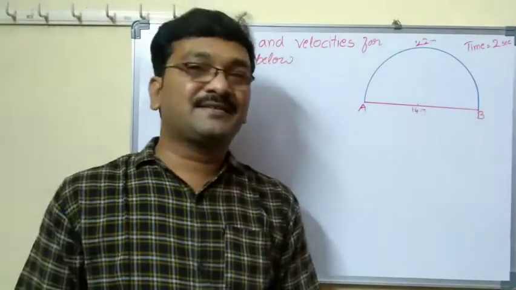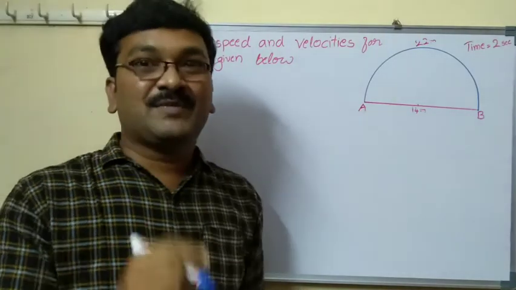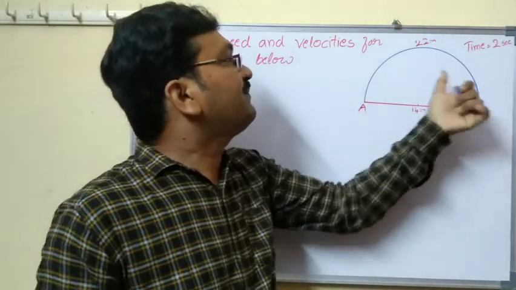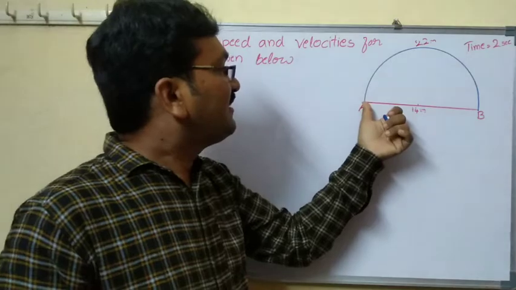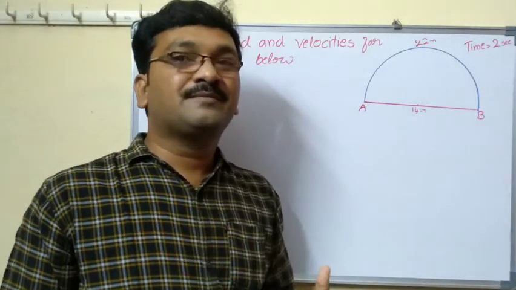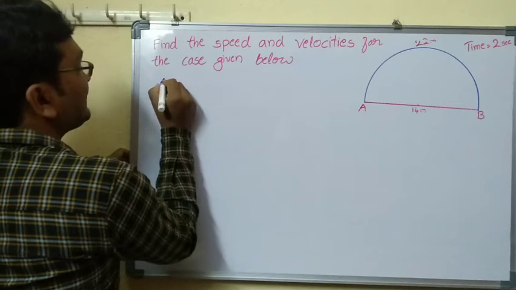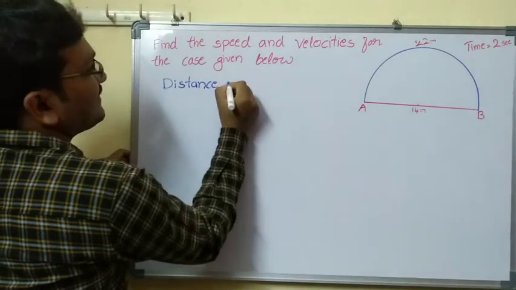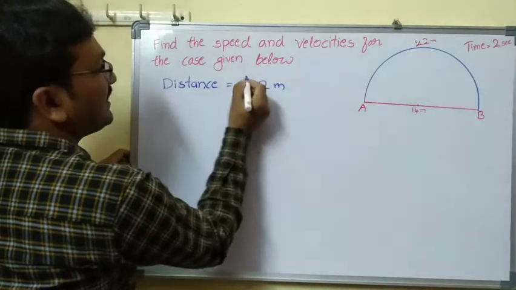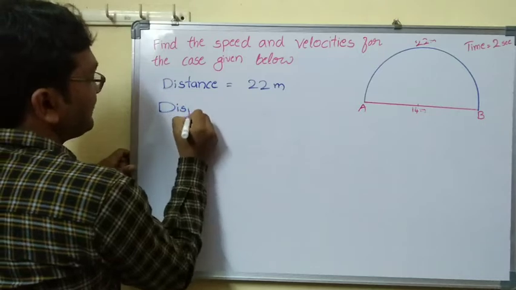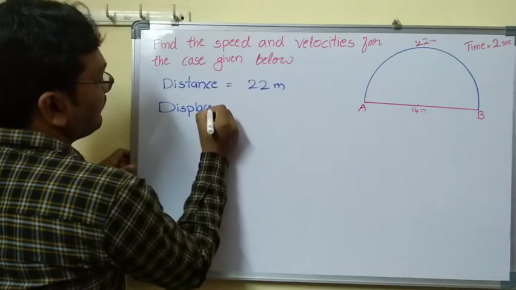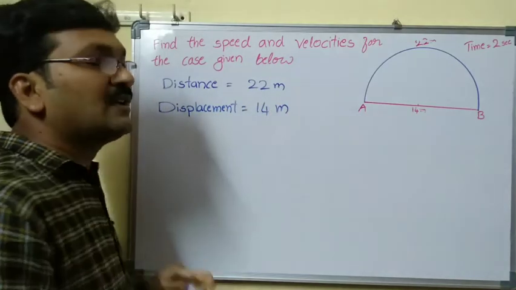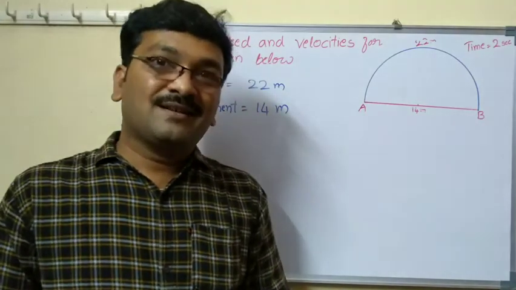Here first we want to analyze. The time taken is 2 seconds. Now A to B here is 22 meters along this path, and 14 meters in the straight line. So the first one I can take as distance: distance equals 22 meters, and this is displacement, 14 meters.